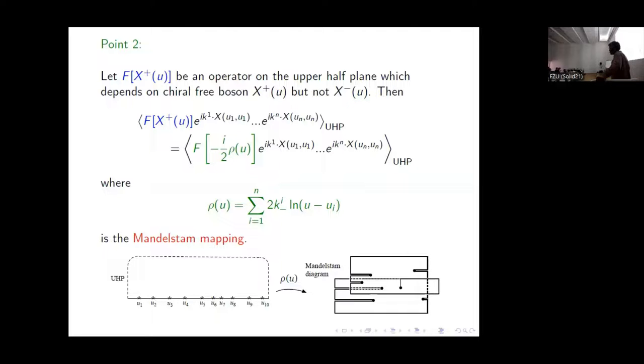Just to understand, if a vertex operator was simply the X plus, you would simply get the sum of K minus divided by U. Right. Or you would get del rho, right? Yes, but del rho. Okay, yes, that is what you are saying. Yes. Okay.